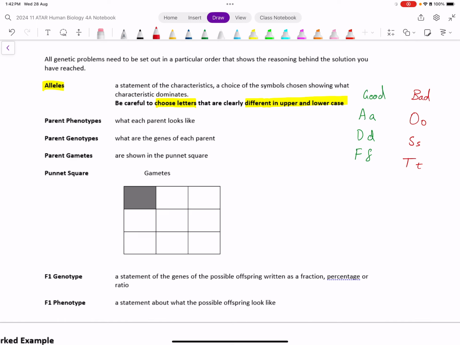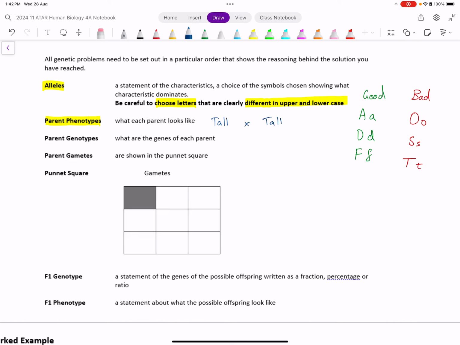Once we've stated our alleles and we've clearly stated what they represent, being either the dominant or recessive trait and whether or not, in our case, it was tall or short, we then let the marker know the parent phenotypes. So what does each parent look like?